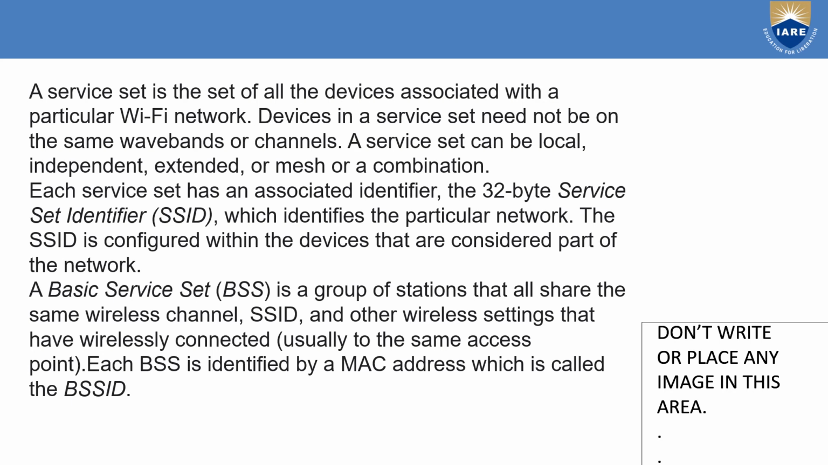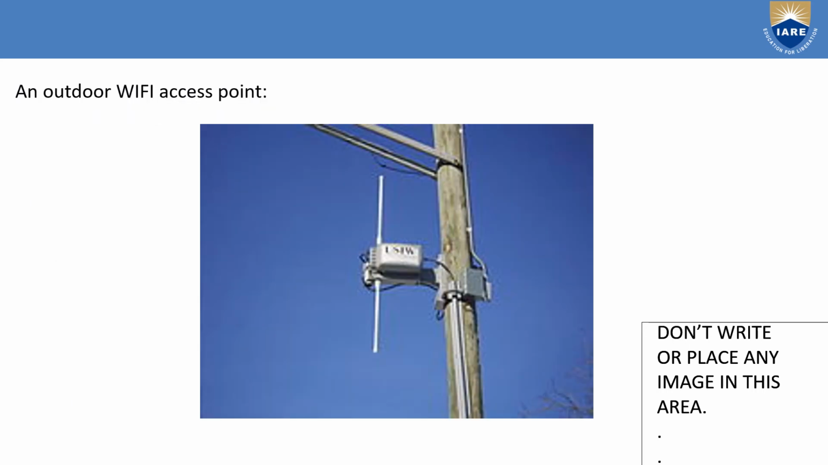A basic service set is a group of stations that all share the same wireless channel, SSID, and other wireless settings that have wirelessly connected, usually to the same access point. Each BSS is identified by a MAC address, which is called the BSSID. This is the following diagram of an outdoor Wi-Fi access point.